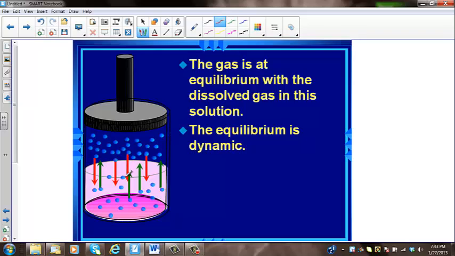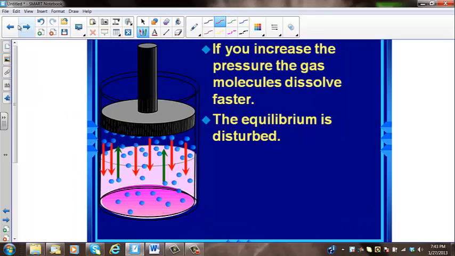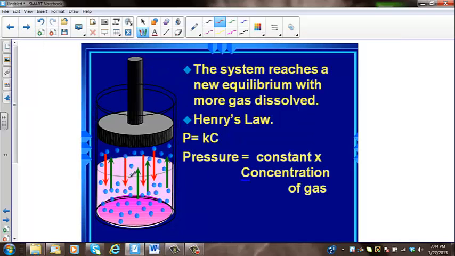The gas is at equilibrium with dissolved gas in the solution. The equilibrium is dynamic. So here's a closed container, and there's an equilibrium between the gas above the liquid and the gas below the liquid. However, if I increase the pressure of the gas molecules, they dissolve faster. Why? You're decreasing the volume, you're increasing collisions, the equilibrium is disturbed. The new system reaches a new equilibrium with more gas being dissolved due to the increase in pressure. This is actually Henry's law, which states that the pressure is equal to a constant times the concentration of gas.